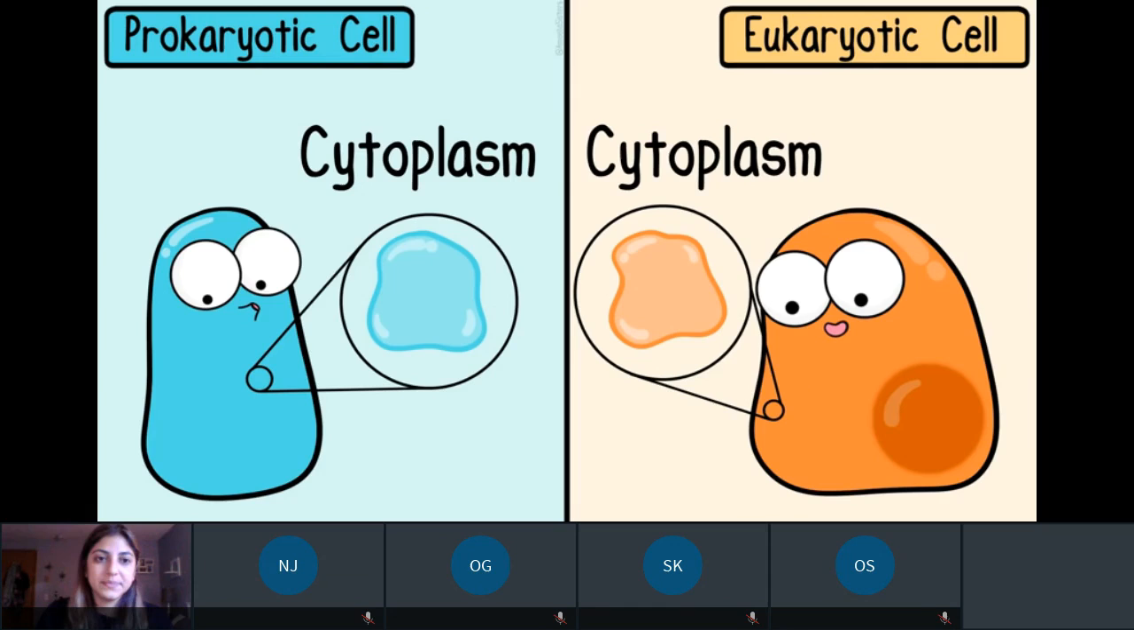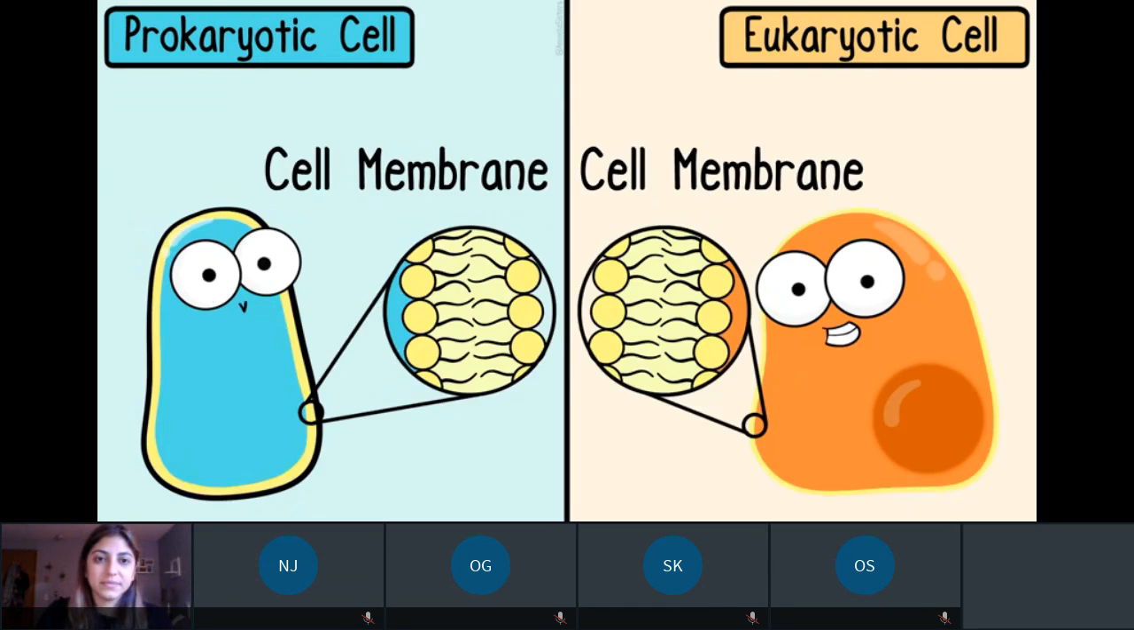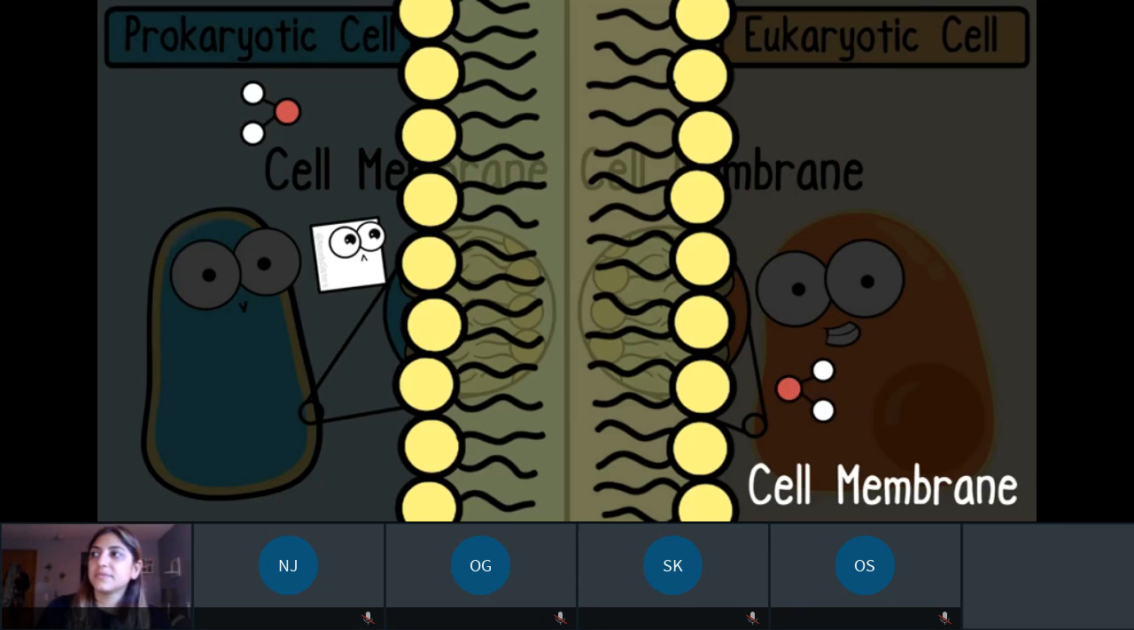Gotta make protein. Both cells have cytoplasm, the jelly fluid within cells. Both of them have a cell membrane, also known as a plasma membrane, which is critical because it controls what goes in and out of the cell.